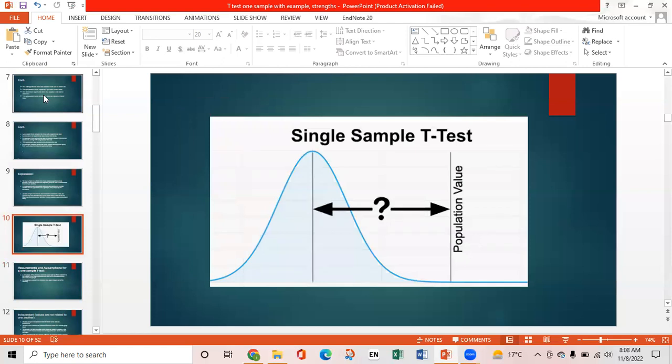This Gaussian curve shows the single sample t-test, that it can go either way, that is in both directions or in one direction.